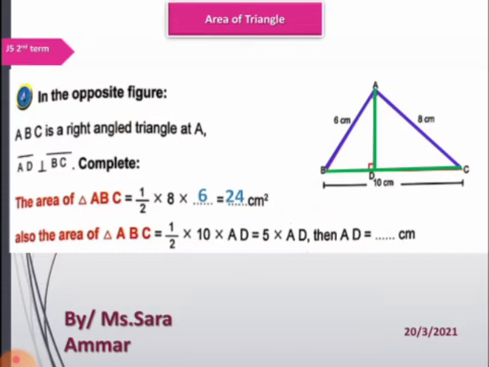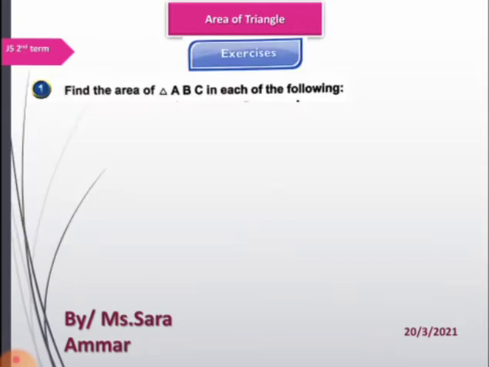But AD is not given, and we already got the area as 24, so the area, which is 24, is equal to half times 10 times the length of AD. So to get the length of AD we can divide the area by 5. Where does the 5 come from? It is half the base, which is half of 10. So 24 divided by 5, this will be 4.8 centimeters.